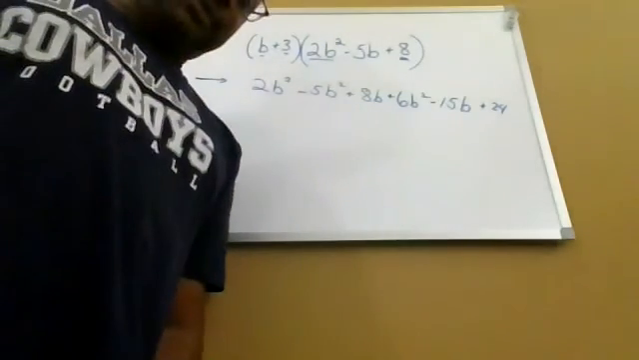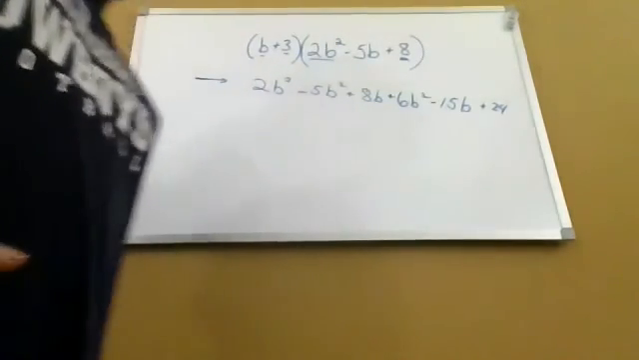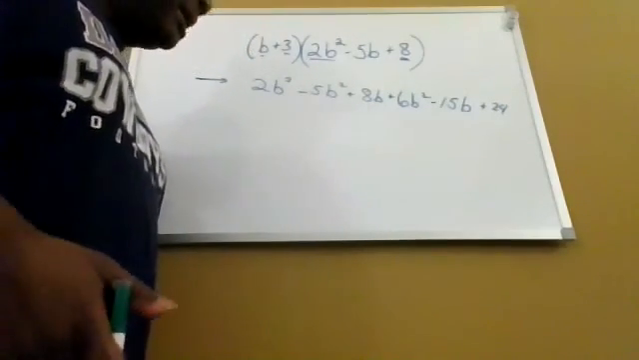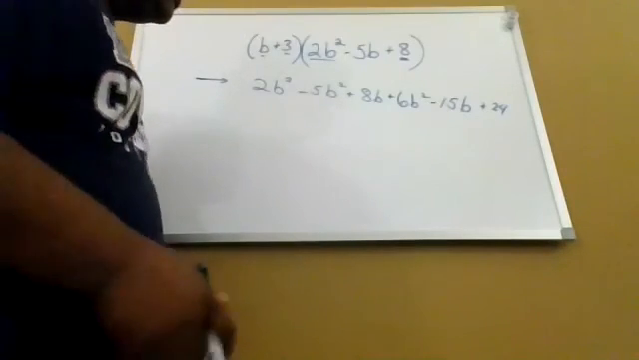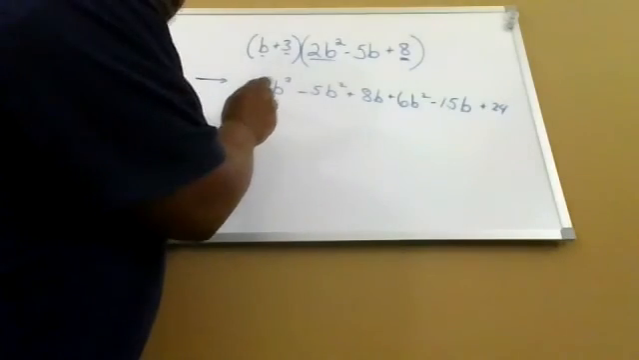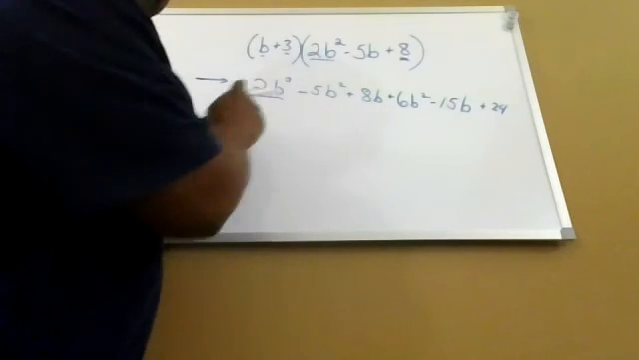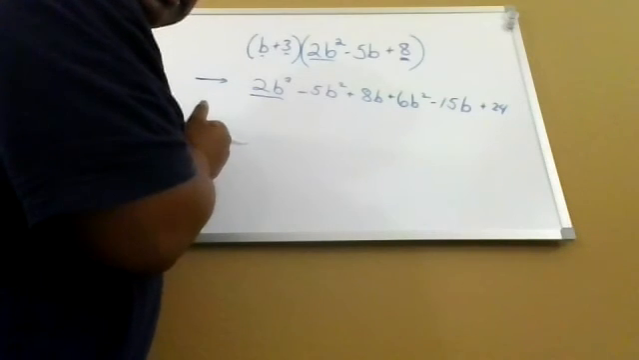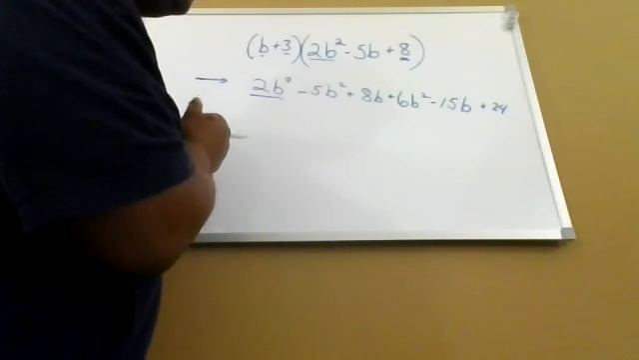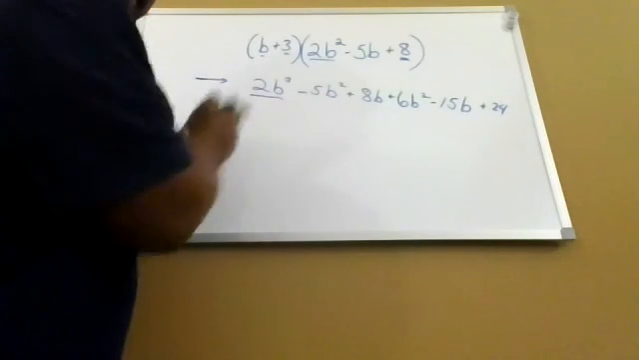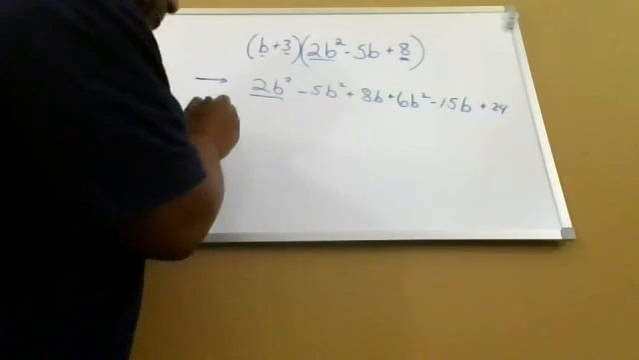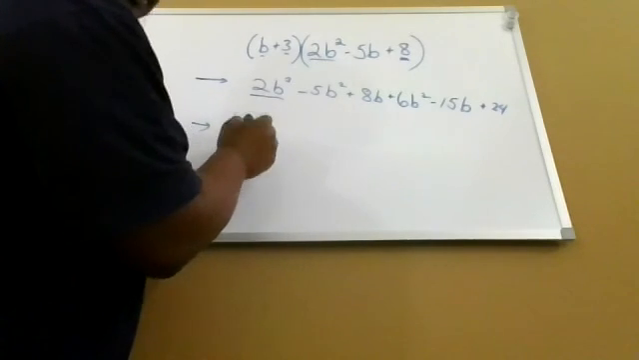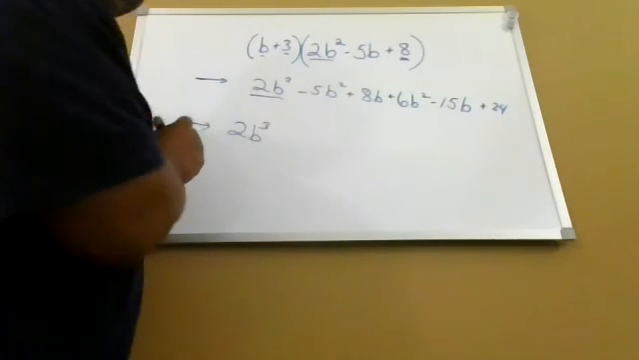Again, think of it as using the distributive property twice. Now we're going to see what terms we can combine. Let's see. My first term, 2b to the third power. I'm going to look and see, do I have any other terms that have b to the third power? Nope, I don't, so I'm going to just write that on my next line. 2b to the third power.